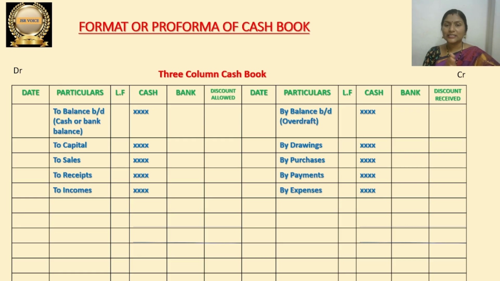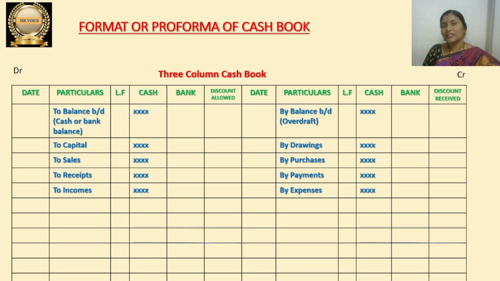Next, the credit side. On the credit side, the same columns are repeated, whatever we recorded on the debit side: date, particulars, LF, cash, bank, discount received. So from cash to discount received, 3 amount columns are there. Debit side has 3 amount columns, credit side also has 3 amount columns. That is why we call it a 3-column cash book.